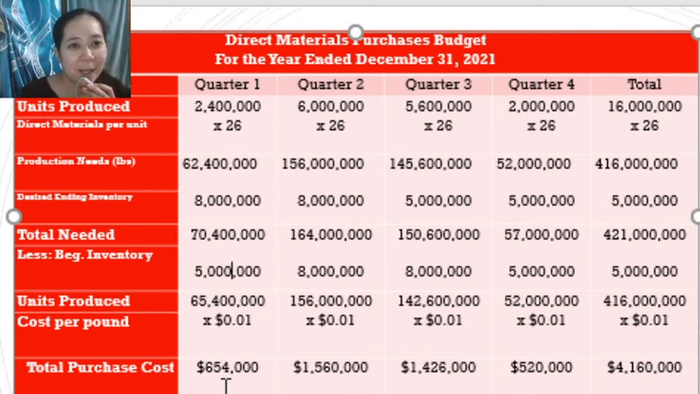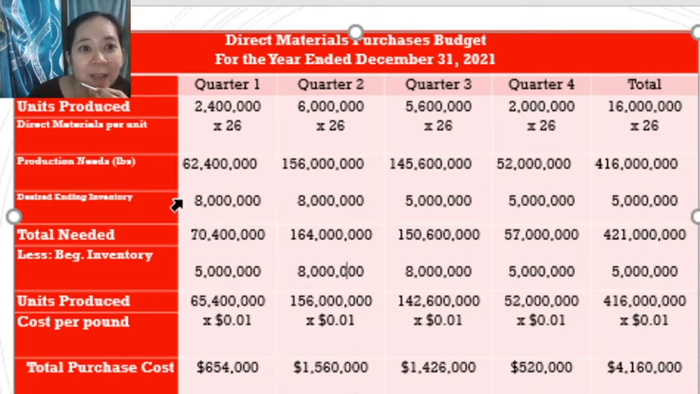Therefore, for the first quarter, our purchase cost is $654,000. For the second quarter, again, this is our units produced from the production budget times the number of pounds required for one unit of concrete block. So this is the production needs in terms of pounds. Next, for our desired ending inventory, based on the given data, it is 8 million also for the second quarter. We just add it to get the total needs. Next, we will deduct the beginning inventory. Again, this 8 million is from the ending inventory of the first quarter.